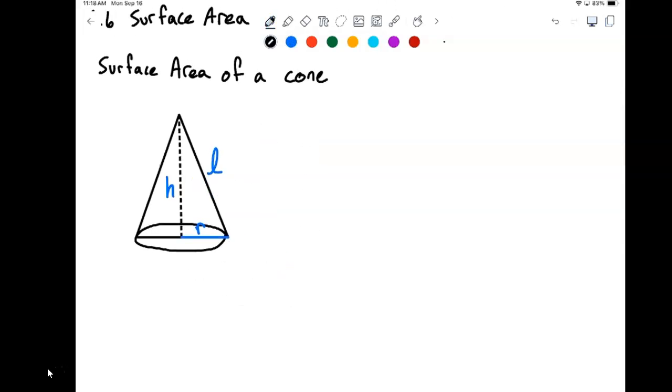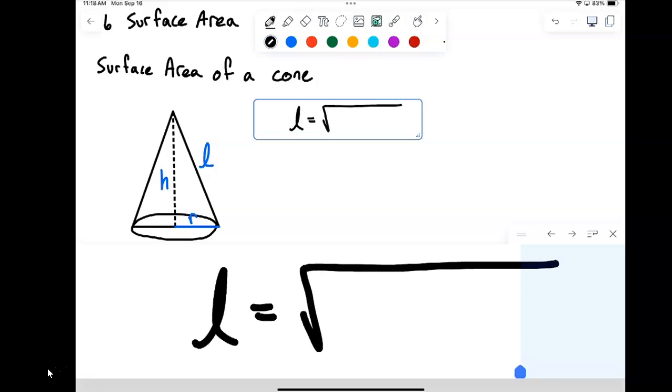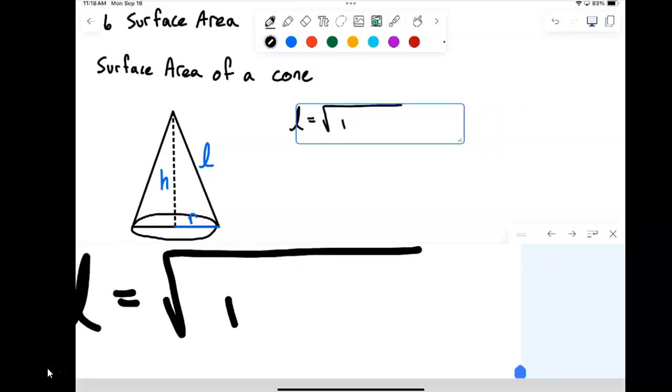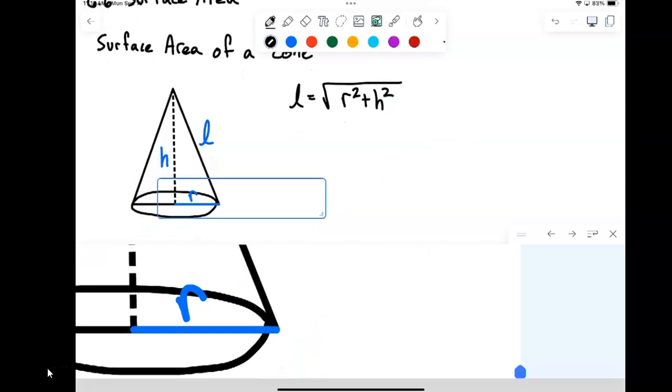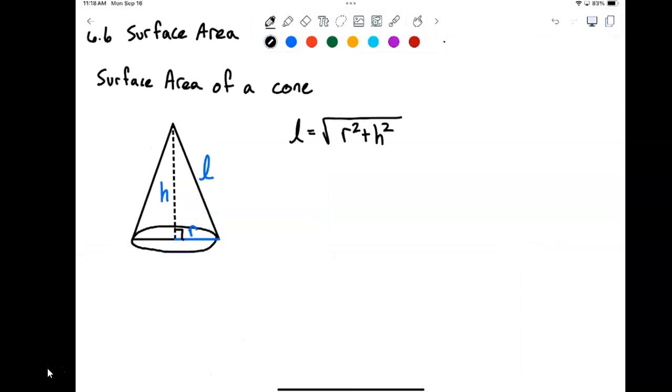Now here's the idea. First of all, notice one simple fact here, that L is equal to the square root of r squared plus h squared, because it is just the hypotenuse of this right triangle here. We have this right triangle with side lengths h and r, and so the hypotenuse by the Pythagorean theorem would be L equals the square root of r squared plus h squared.